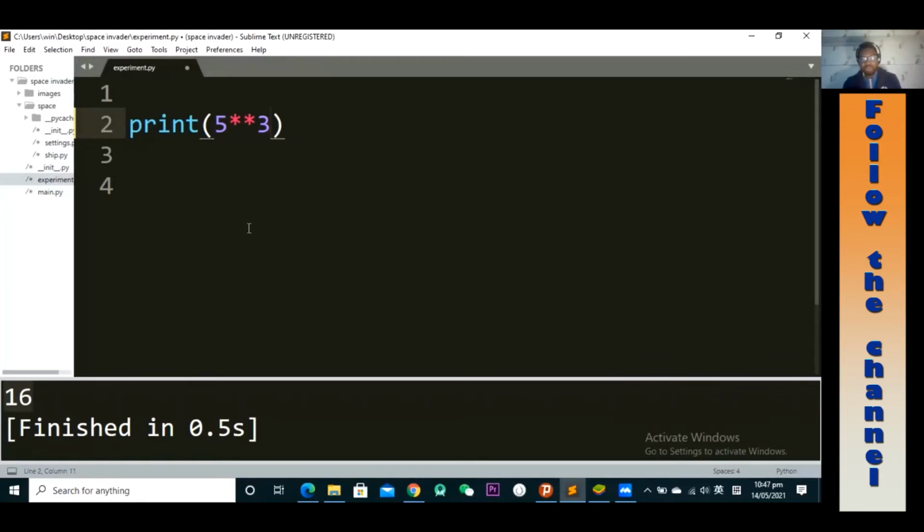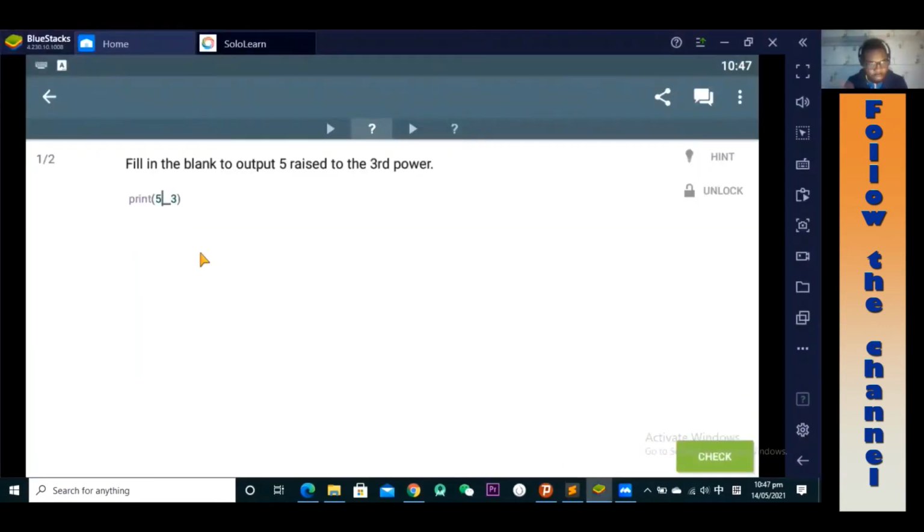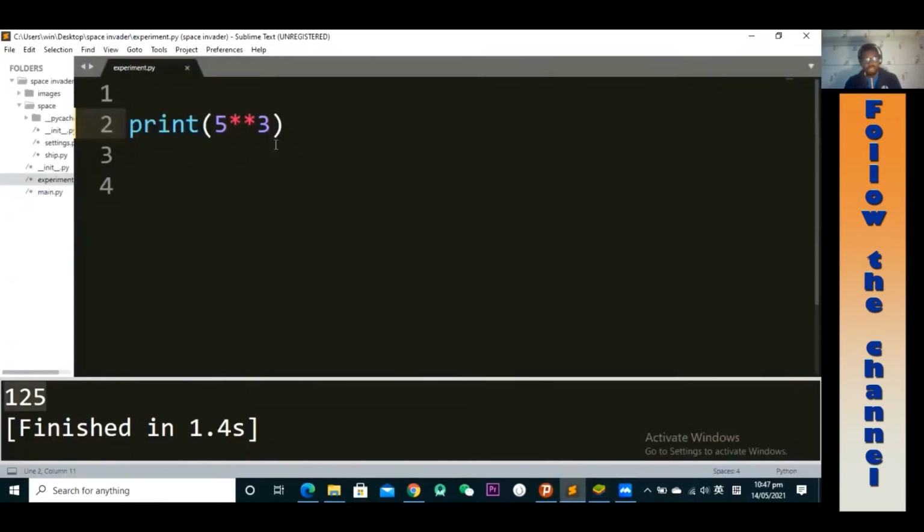So what is 5 to the third power? 5 by 5 by 5, right? 5 by 5 is 25, 25 by 5 is 125. If I check this out, you can see 125 down here, but they are not looking for 125. They're just asking us to put in the double asterisk here to raise 5 to the third power, and then we can check the answer. That's the correct answer.